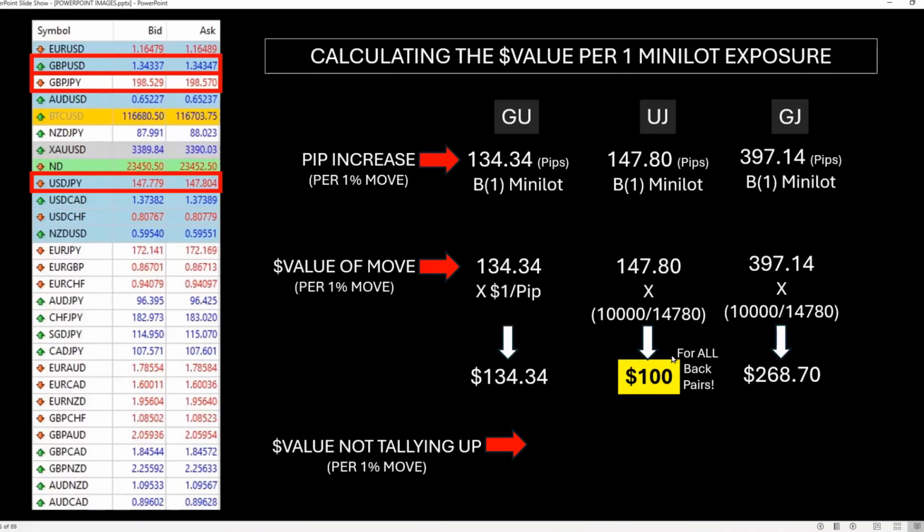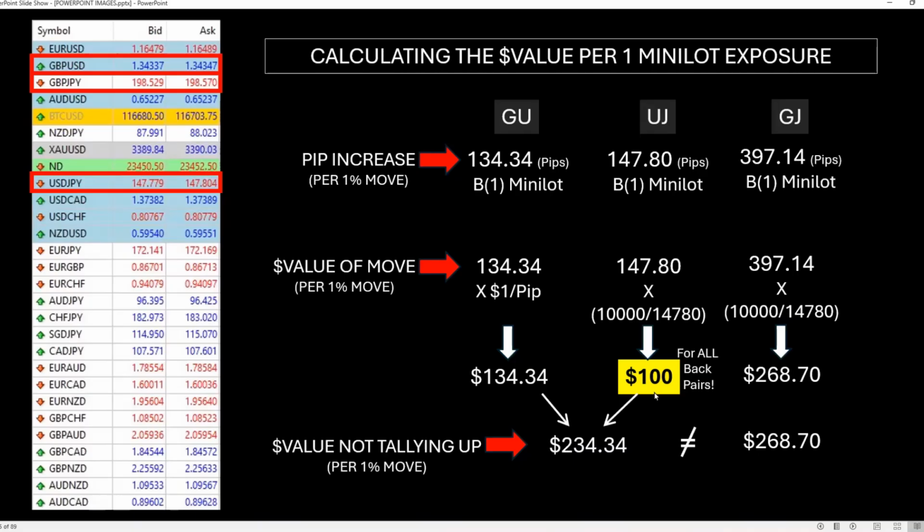For a 147 pip move, and this represents a 1% move, this basically is worth $100, and this will always be the case for the base parent pair. For the counter parent pair, it will change, but for the base, it will always be 100. Doesn't matter what currency this is, as long as the US dollar is the base currency, it will always be 100 mathematically. This will never change. That is the interesting part of this. That is why I highlighted it in yellow.